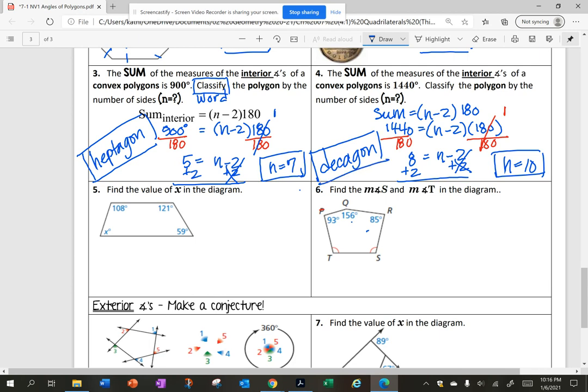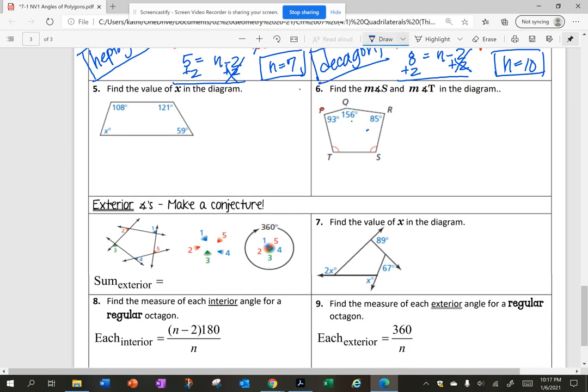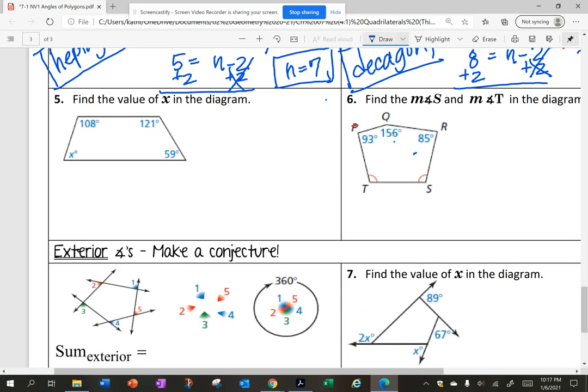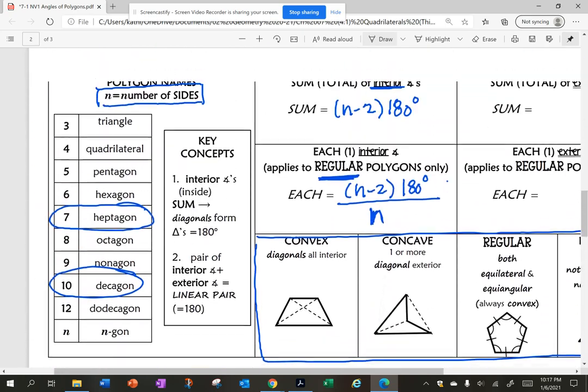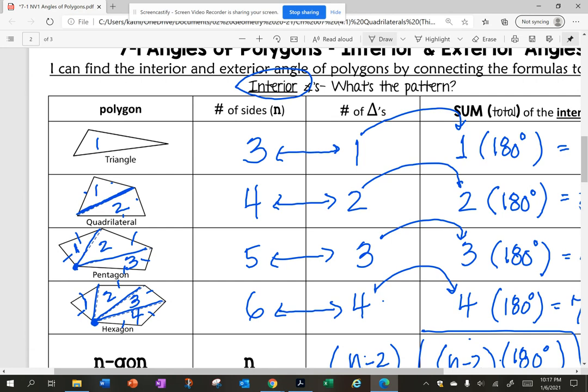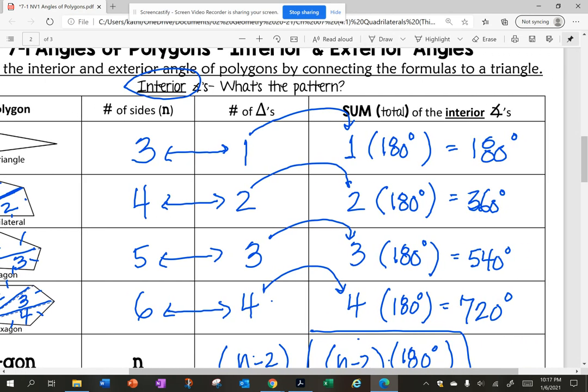Okay, let's try a little bit different. Number 5. Find the value of x in the diagram. So when I'm counting up, I see I have 1, 2, 3, 4 sides. So I know n equals 4. I have a quadrilateral. And we said the sum of a quadrilateral is 360 degrees. If we have 4 sides, the sum of the interior angles is 360 degrees.